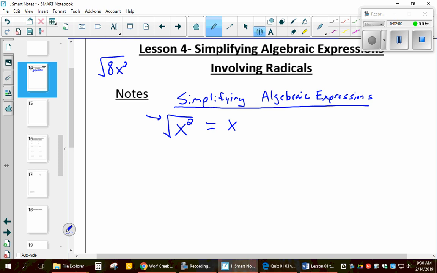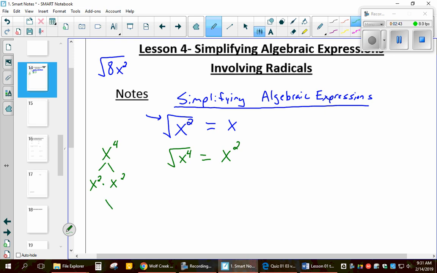So now, let's say we've got square root of x to the 4. We have kind of done this as a class. So square root of x to the 4, what would that be? X to the 2. And the reason for that is because to get to x to the 4, that was made up of x squared times x squared. That's how you made x to the 4. So can you guys kind of see the pattern here?